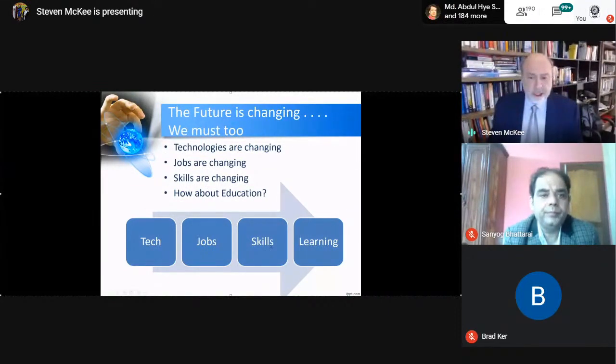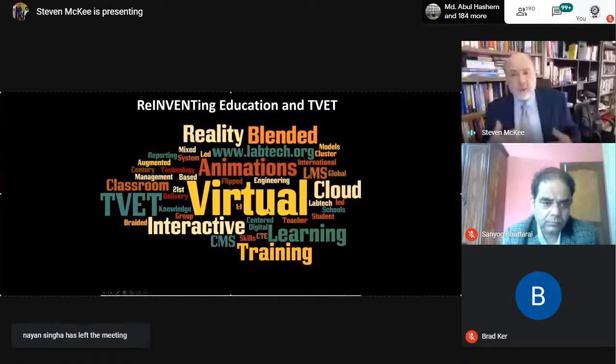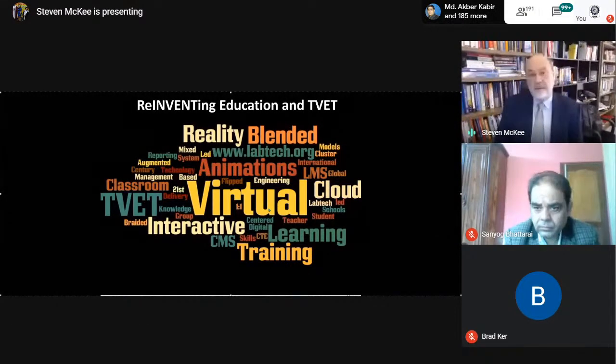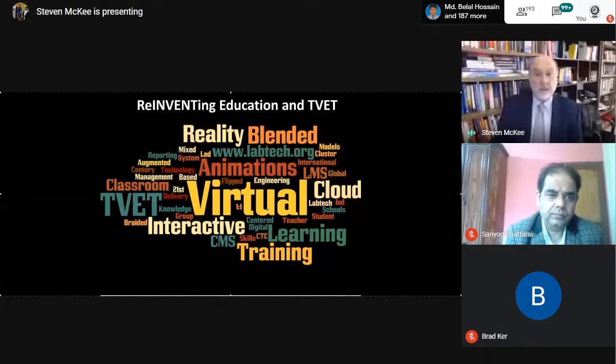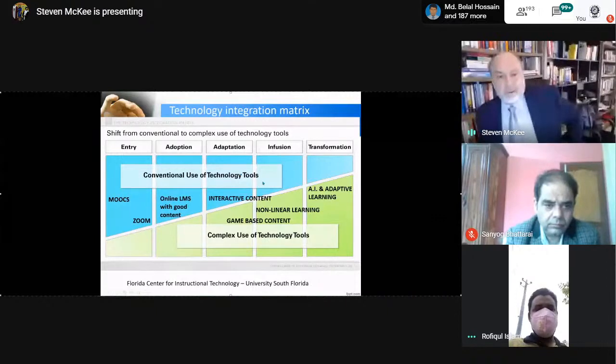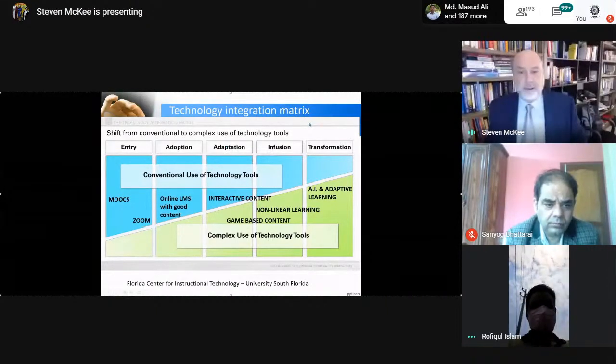Of course, as skills change, that means what we teach and learn has to reflect this whole process. And at LabTech, this is what we try to do. We think a lot about this, we experiment, we test new models, we get feedback on these, and we find out what actually works and what doesn't work as well. This is a very good chart I'd like to share with people. It's called the Technology Integration Matrix.